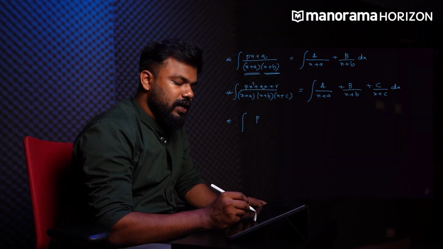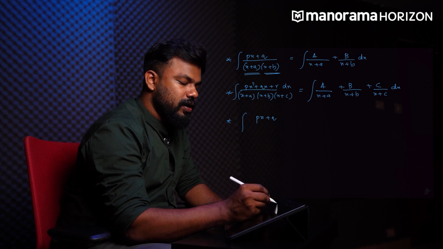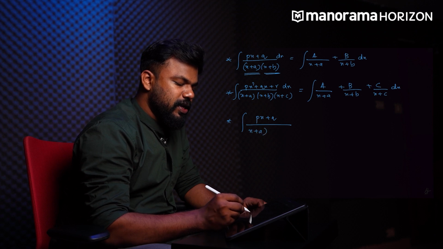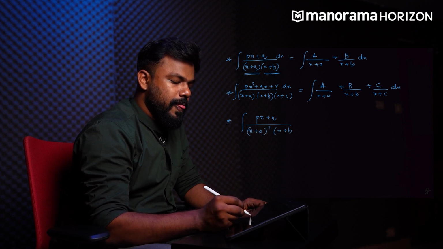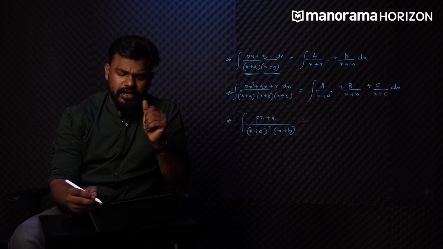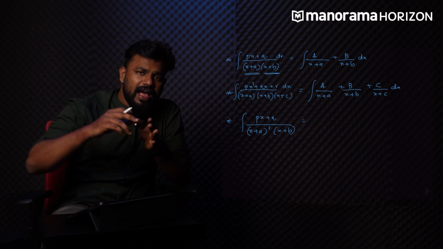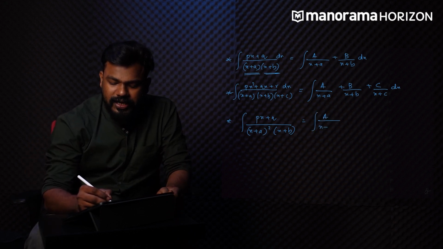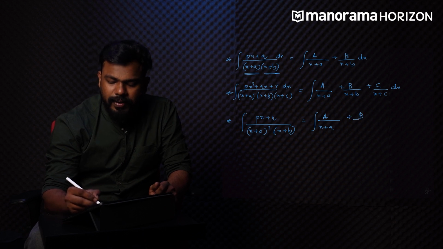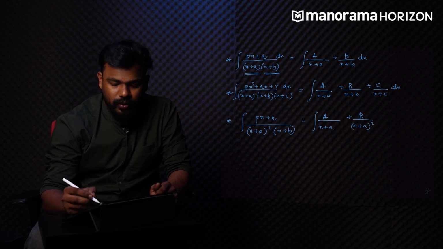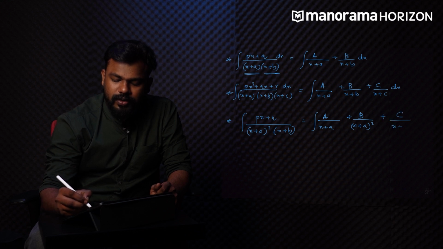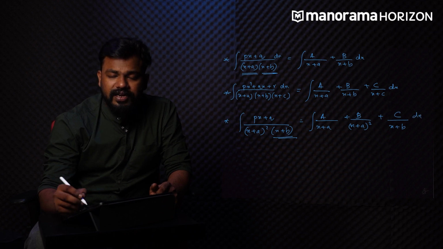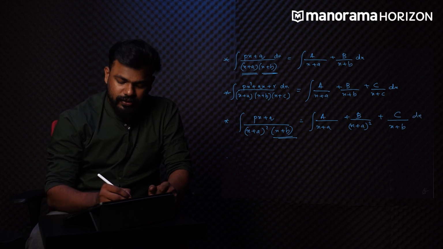Third one, integral px plus q, put a dx, okay? Don't forget dx. So the integral of px plus q divided by x plus a the whole square into x plus b. Here there is a slight change. The first one is linear but having a square. So what you have to write is the integral of a by x plus a, the linear one, plus b by the square form of that, x plus a the whole square, plus c by the third one, that is x plus b, that is c by x plus b dx. So if we write it in this way, you can use partial fractions here also.